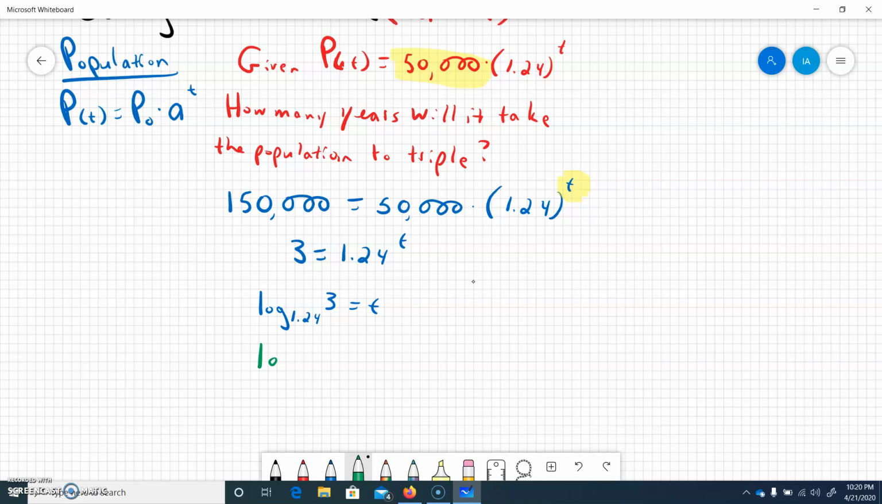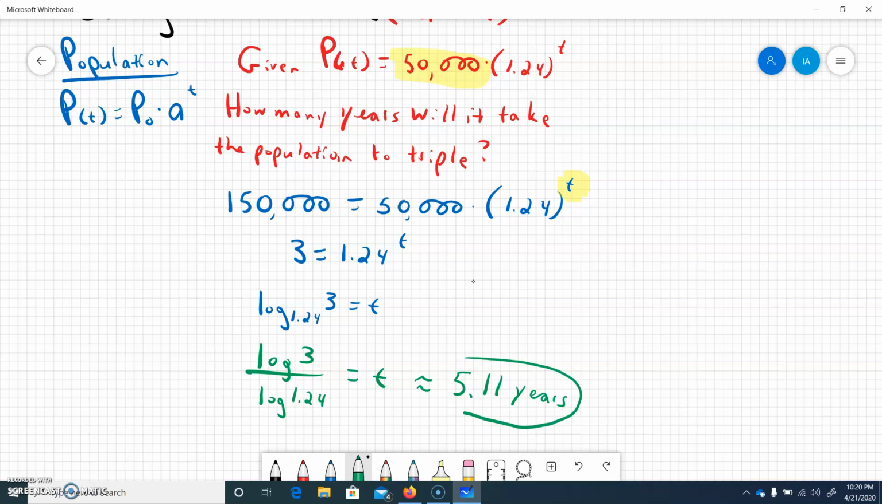We're going to use the change of base on the left-hand side, and we'll change log base 1.24 of 3 to log 3 over log of 1.24. So I'm going to pick up a calculator and put that in. Log 3 divided by log of 1.24. In this scenario, I get 5.11 years. So if I put this in correctly, that rate of growth, the 1.24 up here, causes it to triple every 5 years or so. Okay.